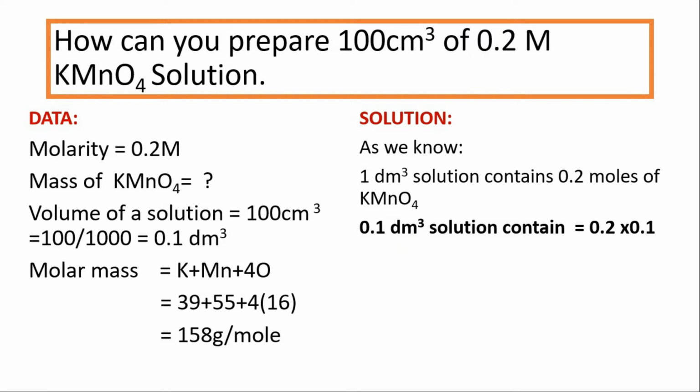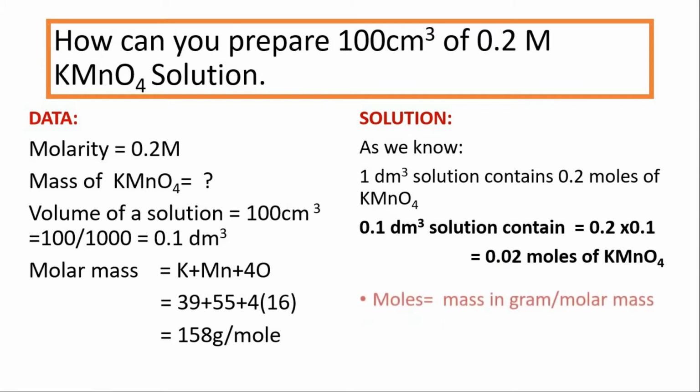So in 0.1 dm cube, how many number of moles would be present? So 0.1 dm cube solution contains 0.2 into 0.1. We get the answer 0.02 moles of KMnO4, right? हम नंबर ऑफ़ मोल्स को मल्टीप्लाई कर देंगे अपने रिक्वायर्ड वॉल्यूम से, तो हमारे पास वो नंबर ऑफ़ मोल्स आ जाएंगे जो 0.1 dm क्यूब में प्रेजेंट होंगे, राइट? इस तरह से हम नंबर ऑफ़ मोल्स को फाइंड कर लेंगे.